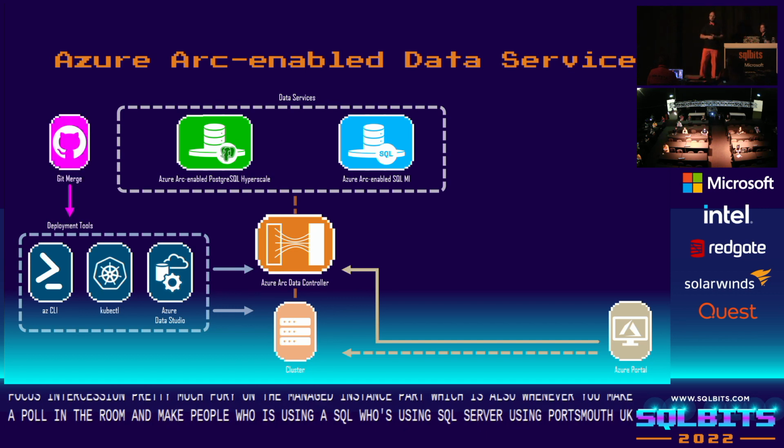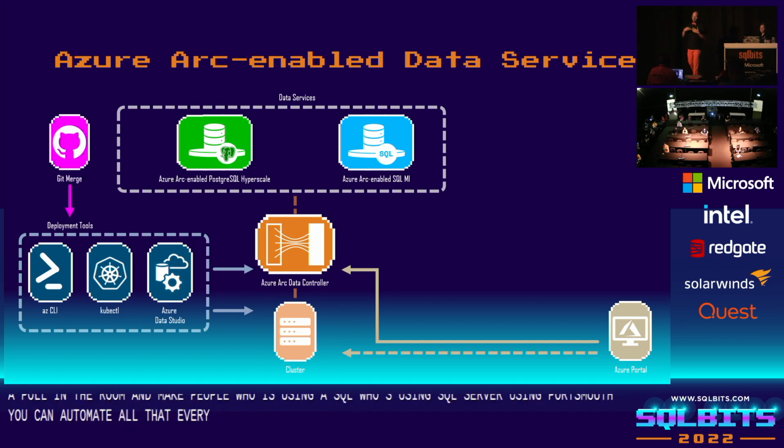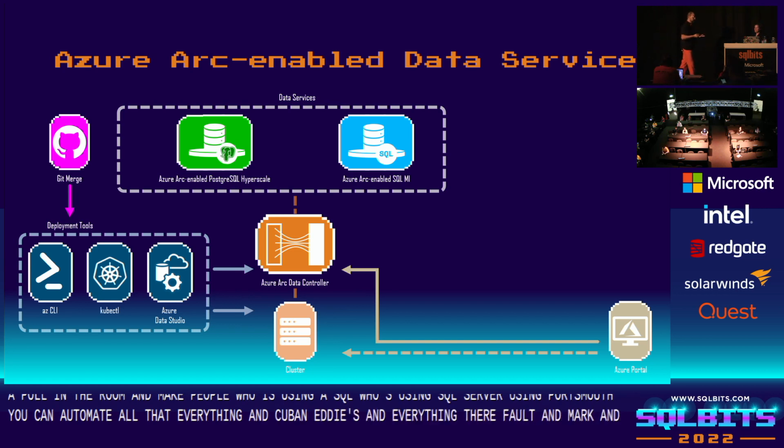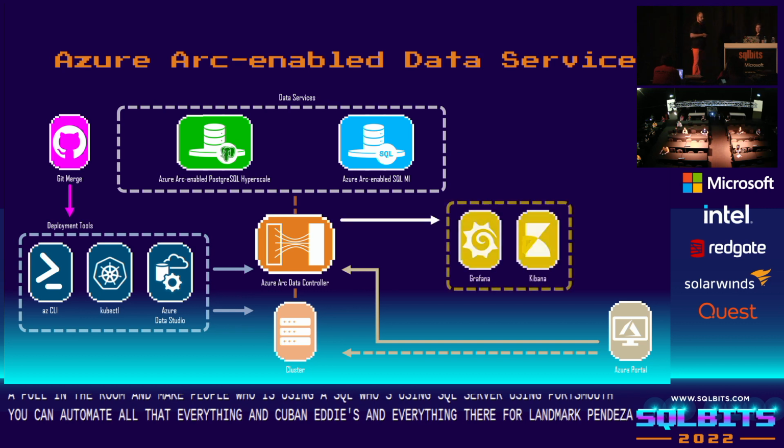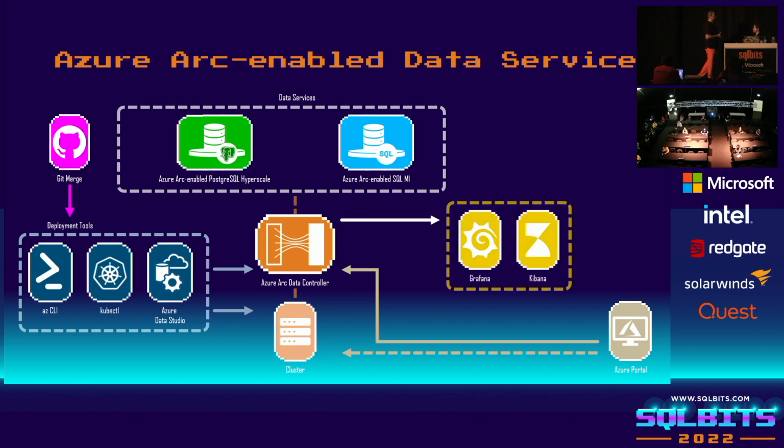You can automate all that, because everything in Kubernetes, and therefore also in Arc and Azure, is infrastructure as code, so you can automate that using Git merges. You can basically have a build pipeline that will automatically always keep redeploying your entire environment. There are built-in monitoring tools, Grafana and Kibana.